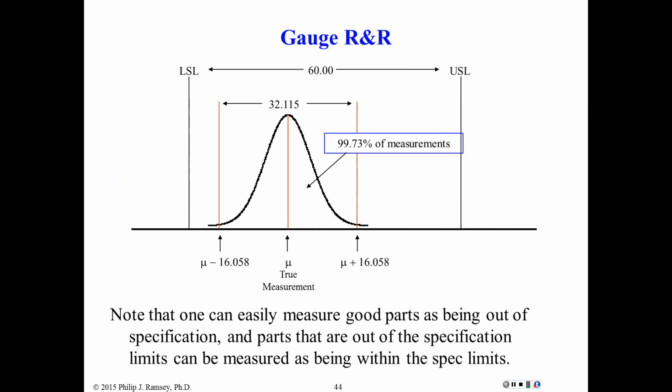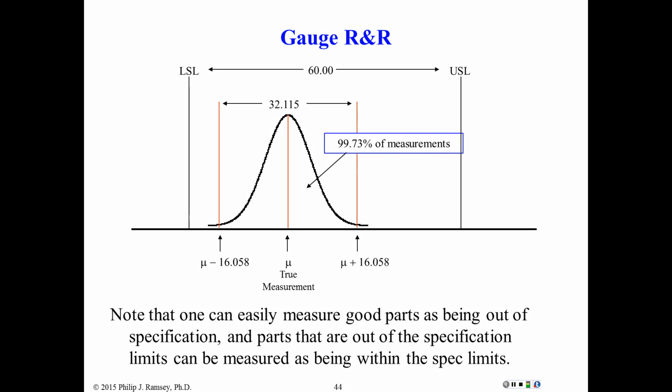And on slide 44, we just express this as showing the total spec range is 60 thousandths, and of that, 32 thousandths, a little over that, is taken up by measurement error. Because of this, it's entirely possible for parts that are in specification to be measured out of specification. In other words, we might reject good parts. On the other hand, because of all the measurement error, it's entirely possible that parts that are out of specification could actually be measured as in, even though the parts actually would not be useful in practice.